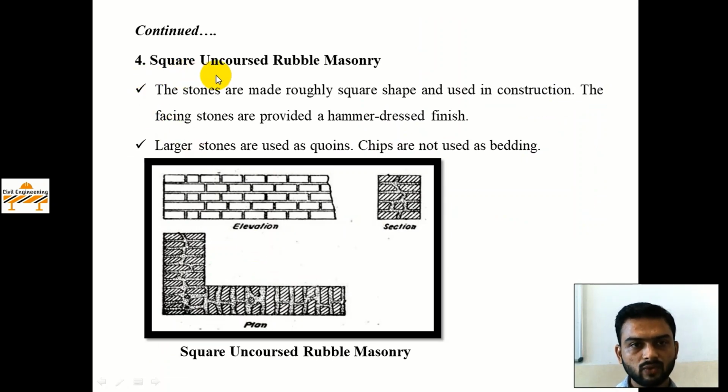Fourth one, square uncoursed rubble masonry. The stones are made roughly square shape and used in construction. The facing stones are provided with a hammer dressed finish. Larger stones are used as quoins. Chips are not used as beading. Now in this picture you can see square uncoursed rubble masonry.